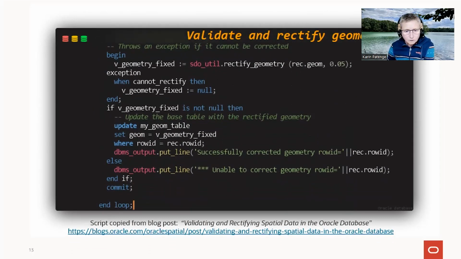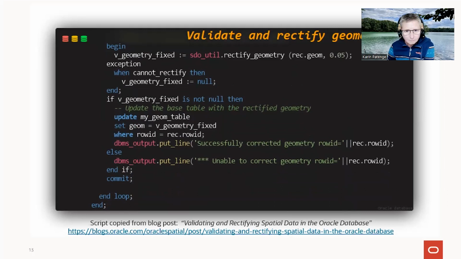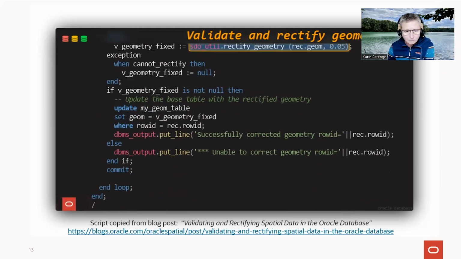If you want to do it yourself, this pure SQL script is actually also posted in a blog post written by Hans Fiemann. It's called Validating and Rectifying Spatial Data in the Oracle Database. And here is the link. I highly recommend reading that link to get also a better understanding of the whole issue with invalid geometries.